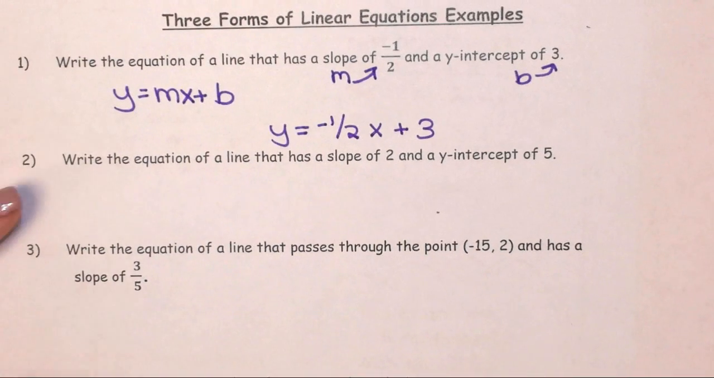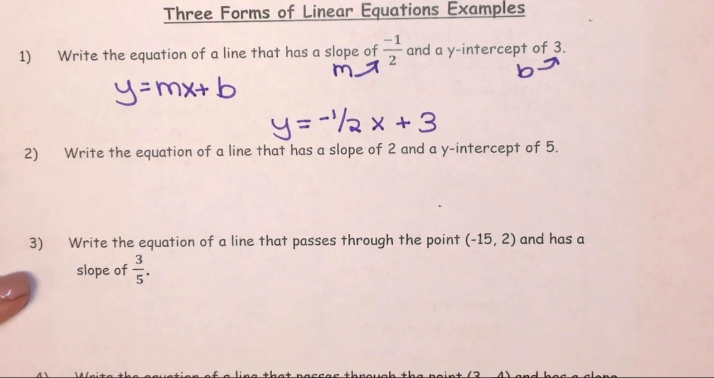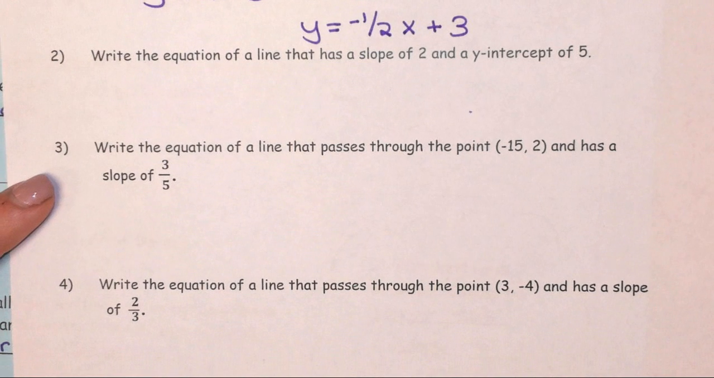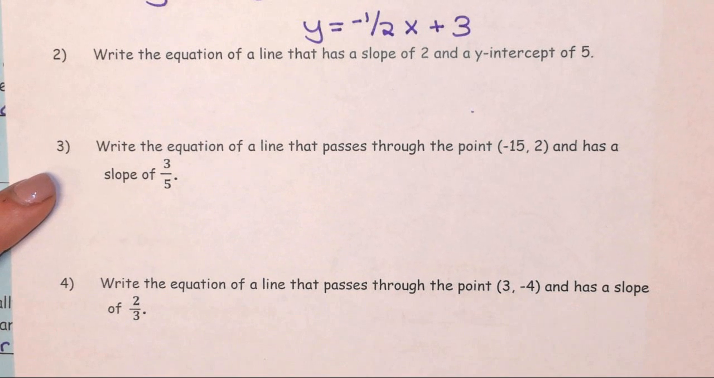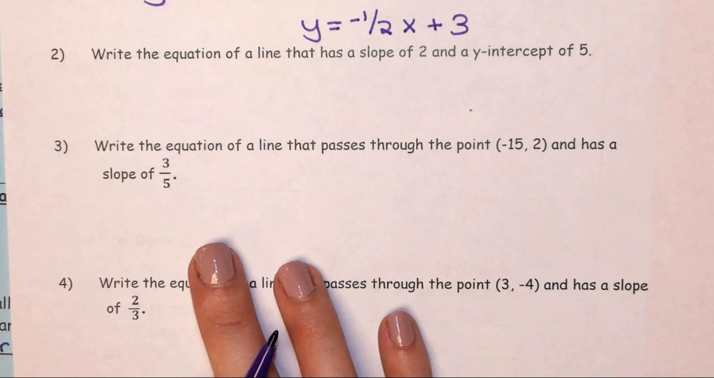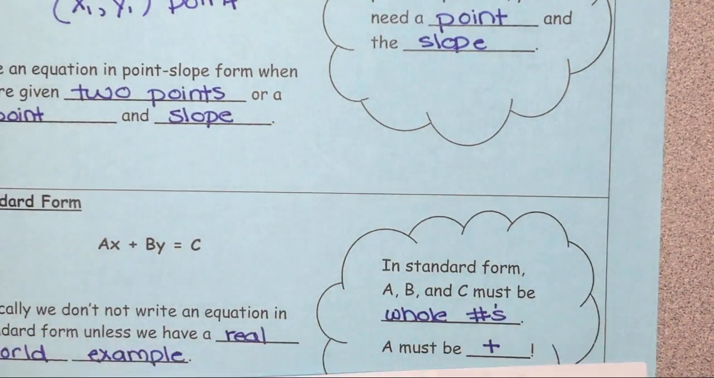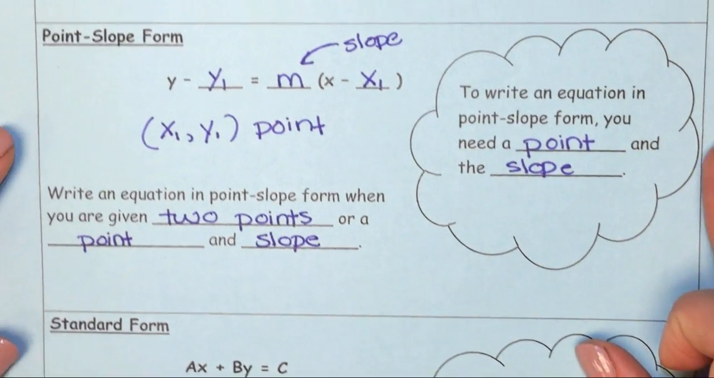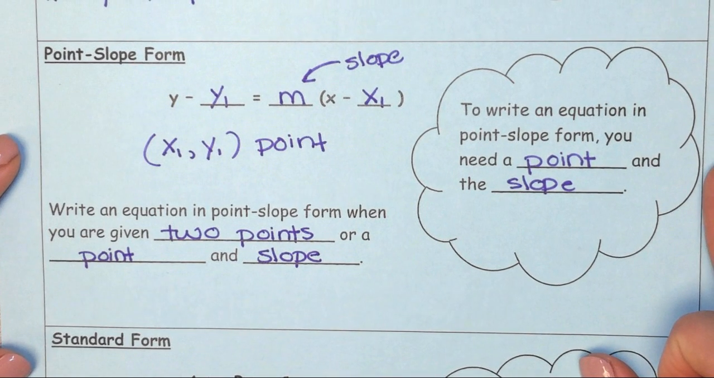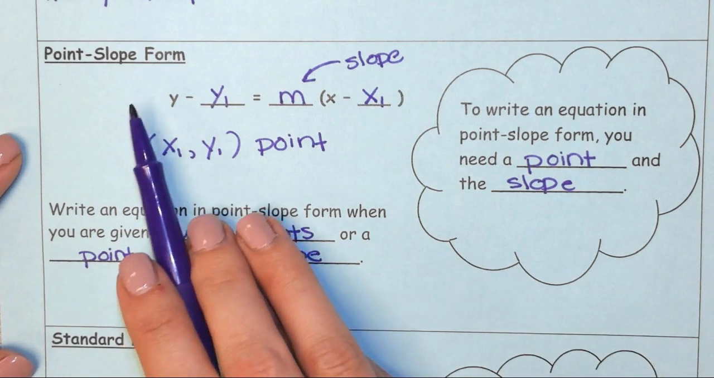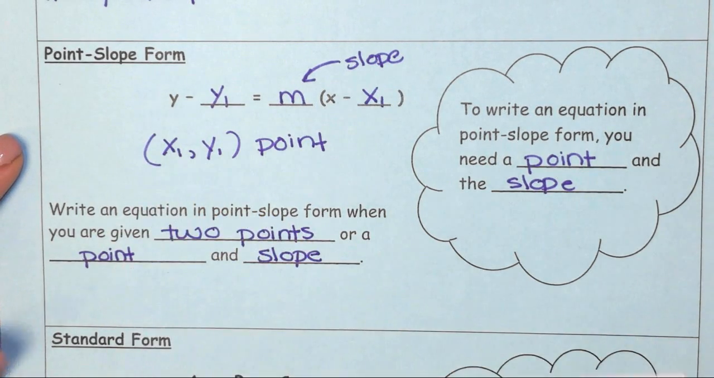I'm going to leave number 2 for you to do on your own. So let's just jump down to number 3. Write the equation of a line that passes through the point -15, 2 and has a slope of 3/5. Okay, so looking at our blue sheet, they're giving us a point and a slope. Which form do we use when they're giving us a point and a slope? Guys, math people are super creative. A point and a slope, we're going to use, you guessed it, point-slope form.